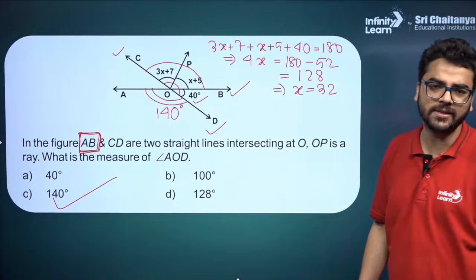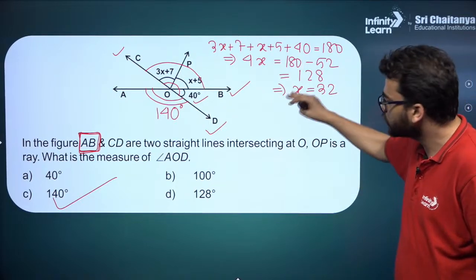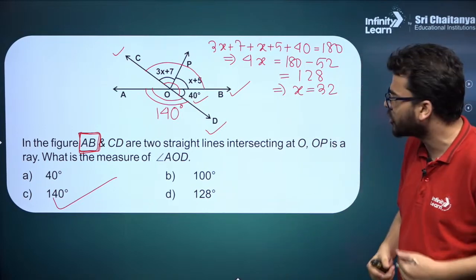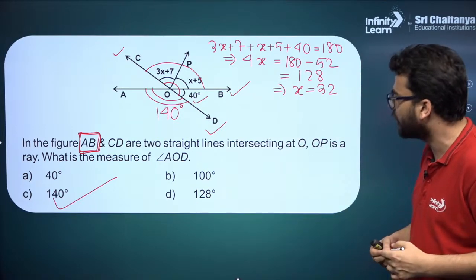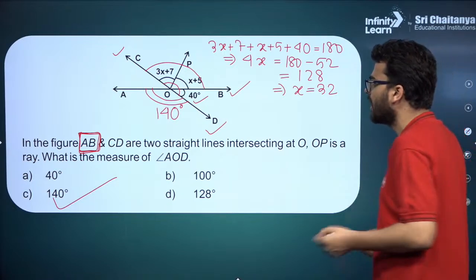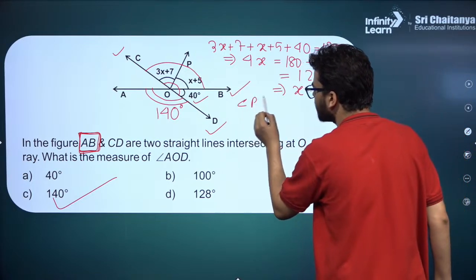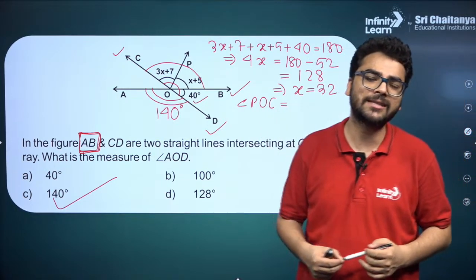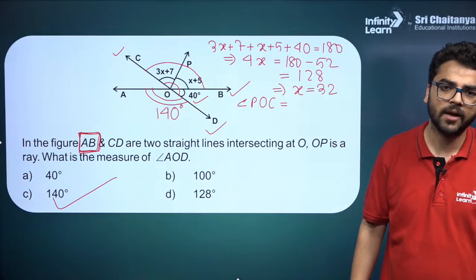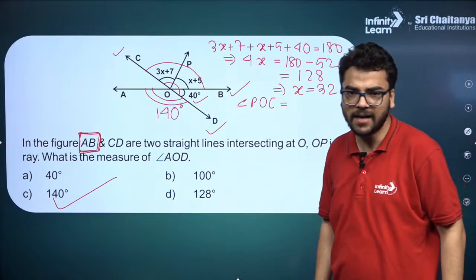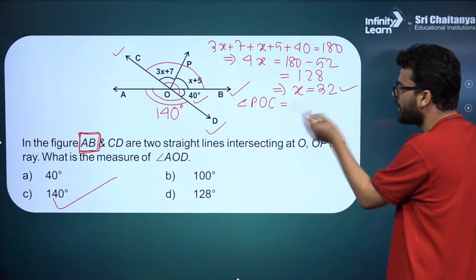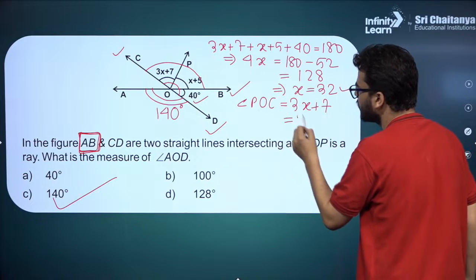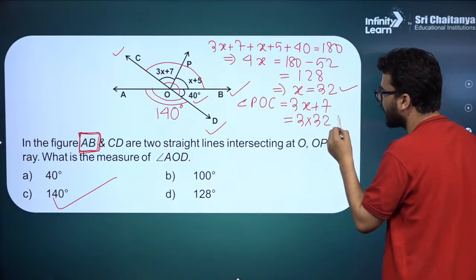Is it clear to every student? It's a direct question, so we don't need to do these things. But suppose in this question it is asked, just a simple question, can you say what is POC? Suppose that can also be asked. What is POC over here? Yeah, that will be 140. It's a direct question, Preetham. If POC is asked, you have found the value of x already. POC over here is 3x plus 7, right? So you can just put the value and find it.